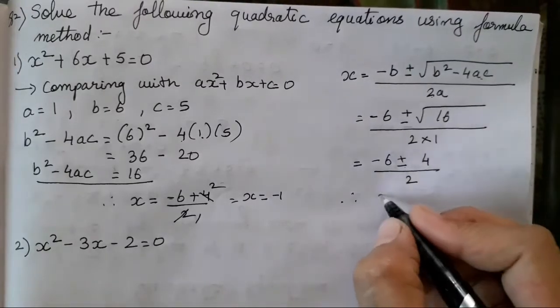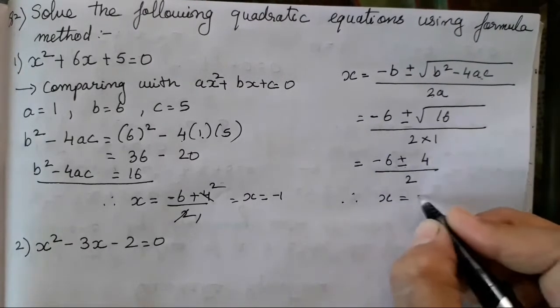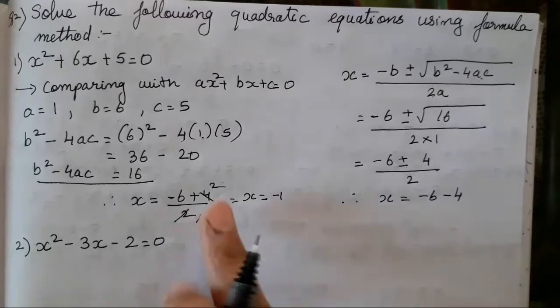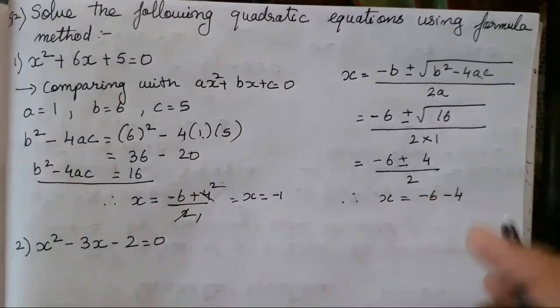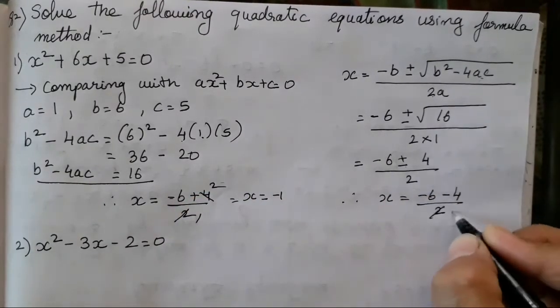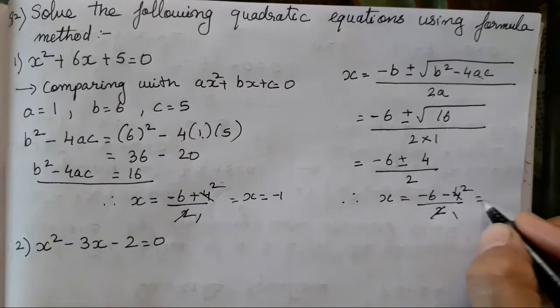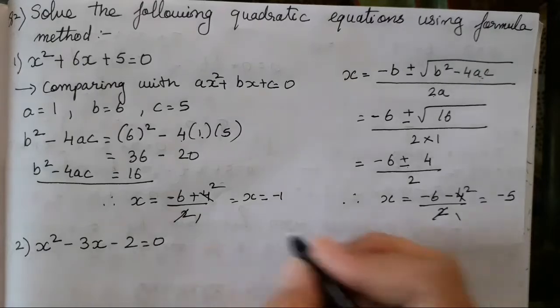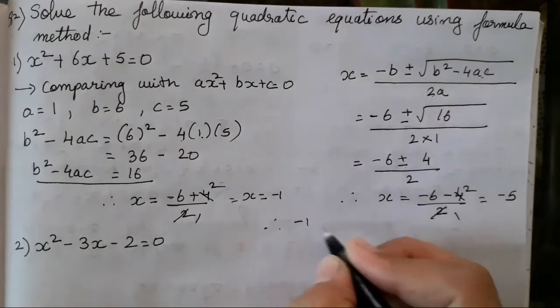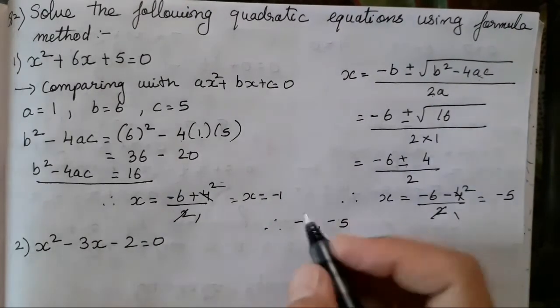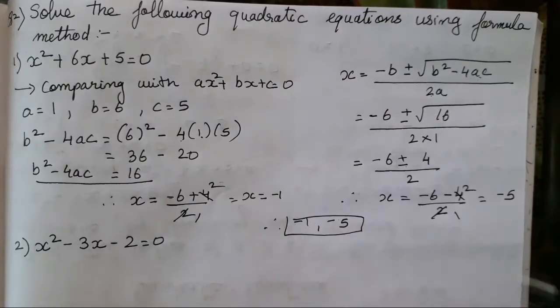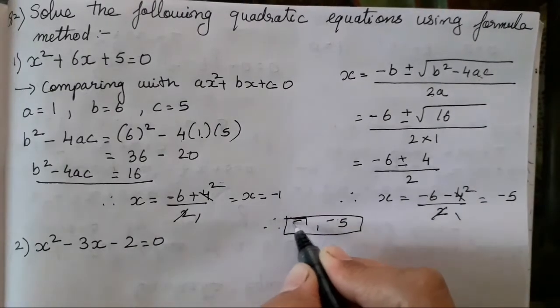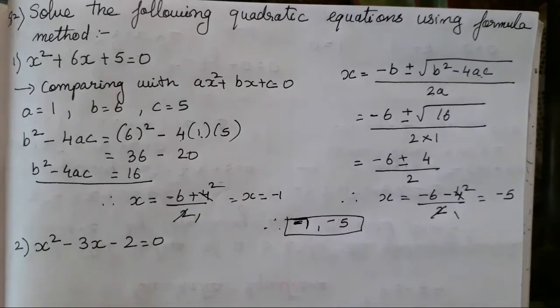Okay, now for the subtraction, that is minus 6 minus 4. Once you have taken the addition one, the other one is going to be the subtraction one. So 2 ones are 2, 2 twos are 4. Therefore, x is going to be minus 5. Okay, so minus 1 and minus 5 are the roots of the given quadratic equation. Isn't it easy? Now, next sum.